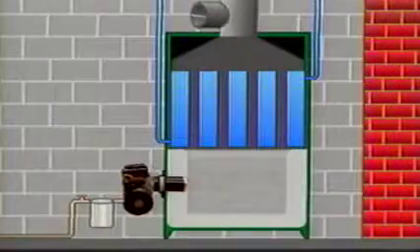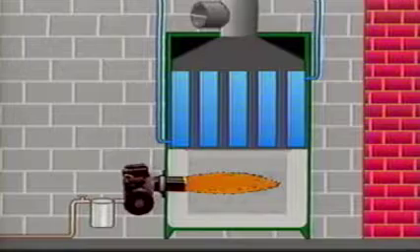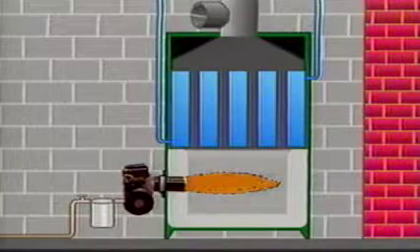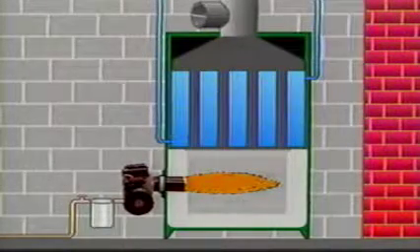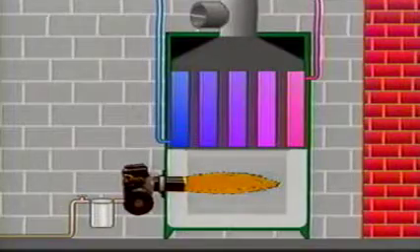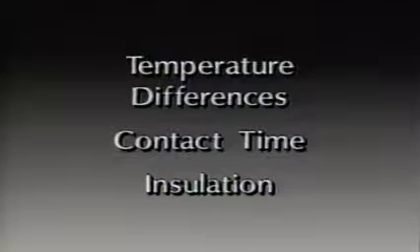The heat exchanger takes the heat, but none of the gases or other byproducts of the combustion, and transfers it into either the air inside the ductwork or the water in a boiler system. There are 3 things that influence the rate of heat transfer: temperature differences, contact time, insulation.